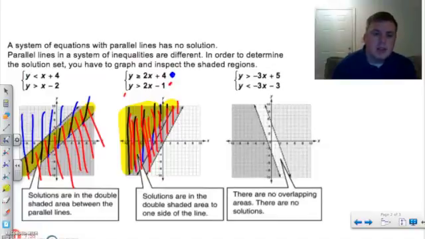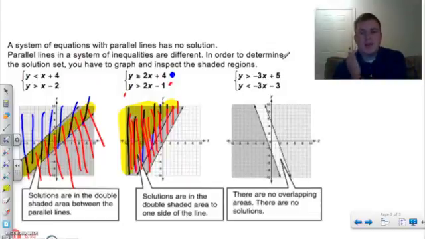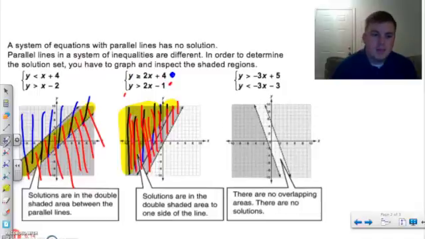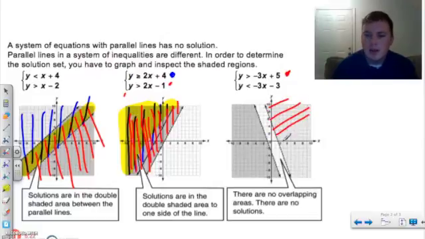Notice in this case, instead of being between the lines like it was in our first example, they're going to be above one side of the line. So anything in there is going to be a possible solution. Finally, we'll look at the last example. We have y is greater than -3x plus 5, and that's going to be this line here. And we want greater than, so we are shading above. So we're going to shade out this way.